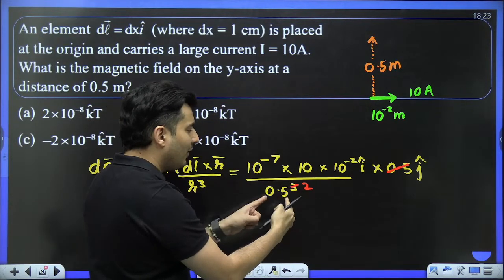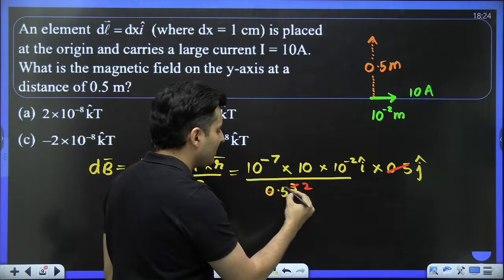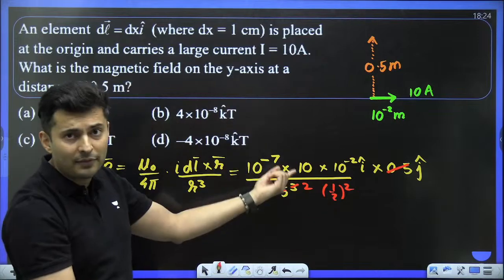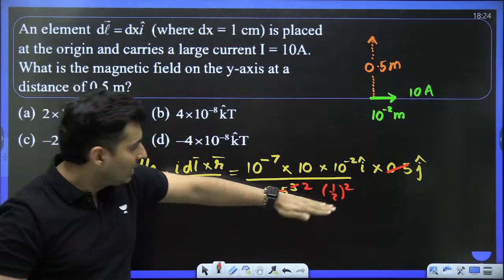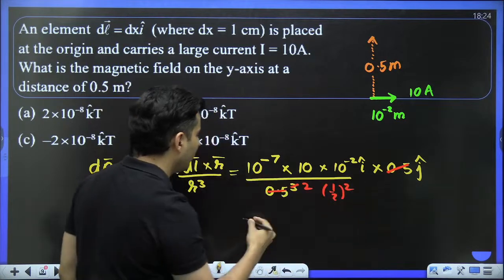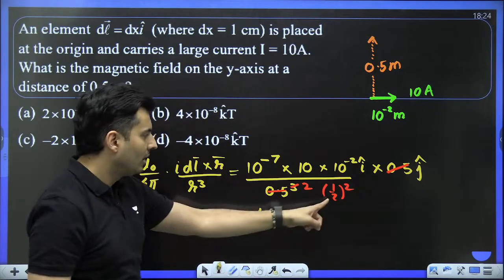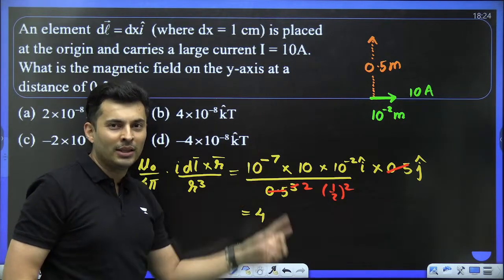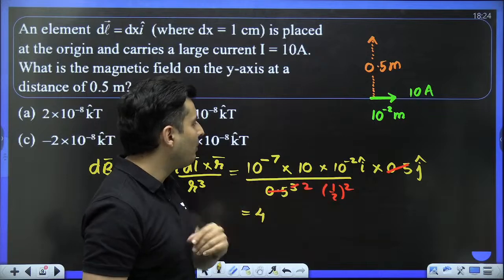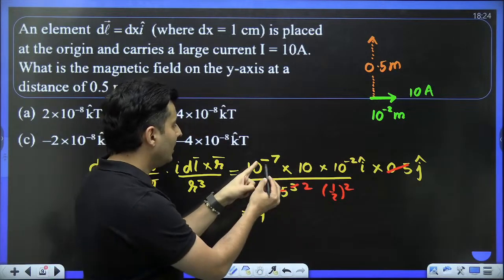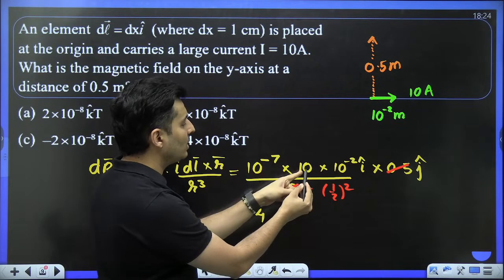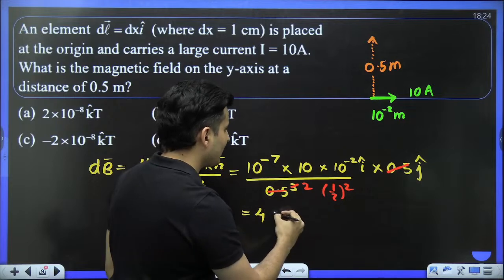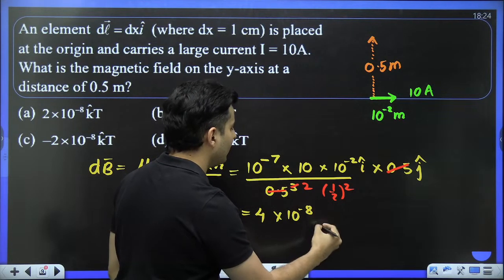Okay, now 0.5 is basically half. So it is basically half squared. When you do half squared, it will become 1/4. That 4 will go on the top, so might as well write 4. This half squared will be 1/4, but it is in the denominator of the denominator, so it will go in the numerator. Okay, now take care of the powers of 10, then we will do I cross j. 10 to the power minus 7 into 10 will be 10 to the power minus 6, right? And this will become 10 to the power minus 8 again. So basically into 10 to the power minus 8.